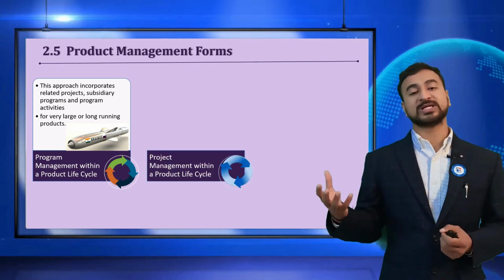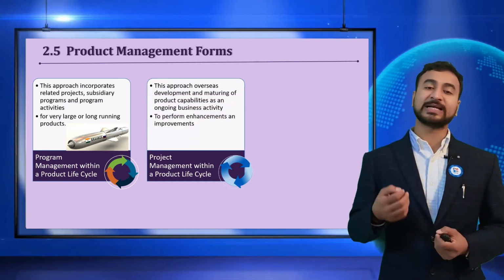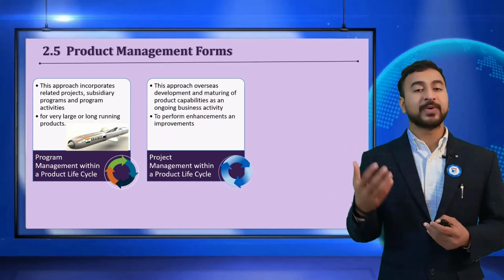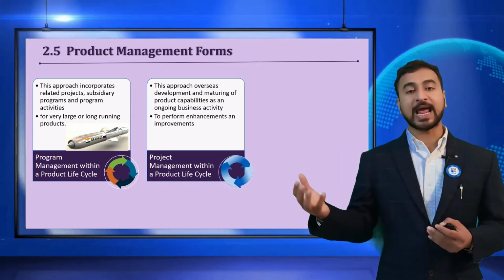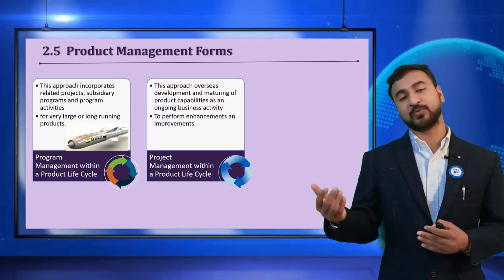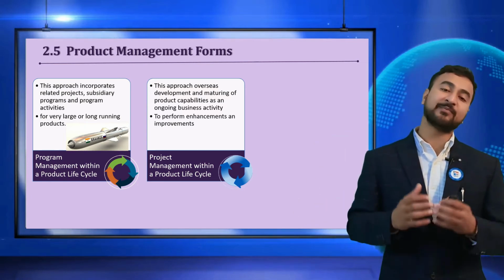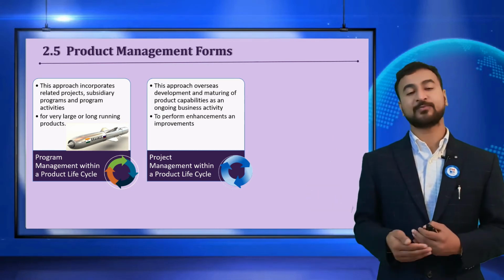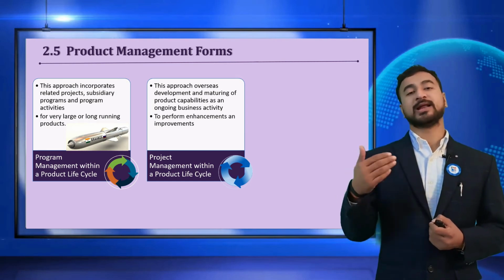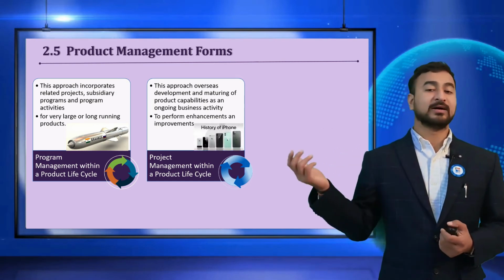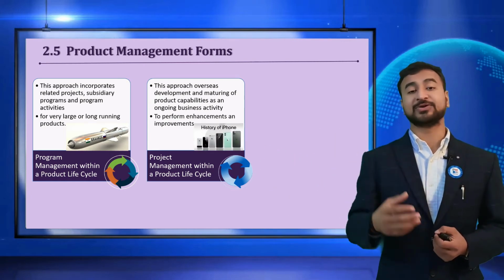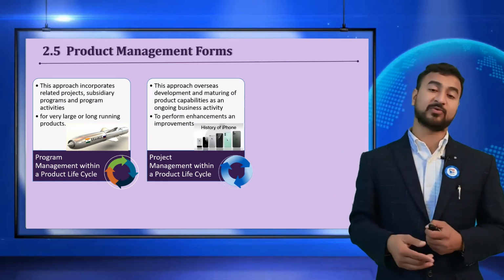The second example would be project management within the product life cycle. That is an approach to oversee the development and maturing of a product's capabilities in an ongoing, business-as-usual activity to perform enhancement or improvement. If I wanted to give you an example of project management within the product life cycle, you can consider the different patches or software upgrades in iOS. The case study of iPhone 1, 2, 3 and so on being developed, you can consider as project management within the product life cycle.